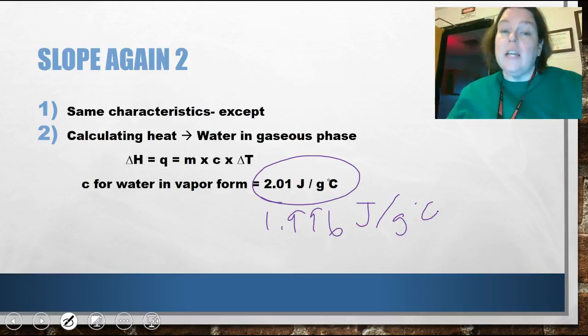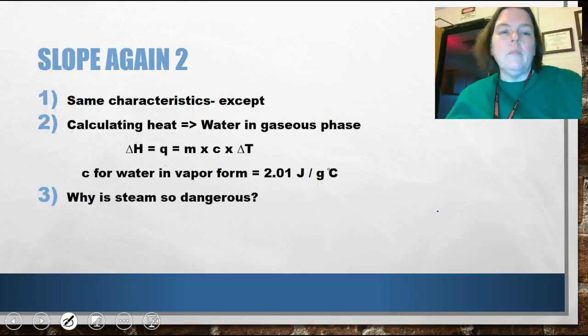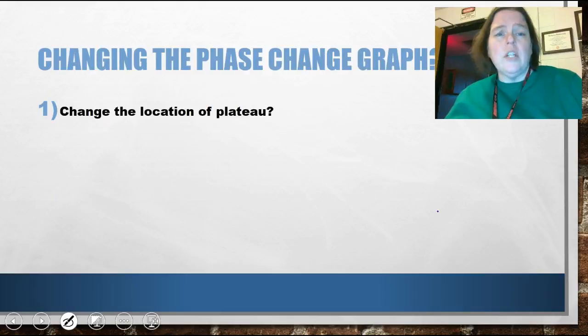So once again, we take the mass, we find the number, we find heat just the regular way like we always have. Okay, so why is steam so dangerous? Well, because we have a very, very small C, and it's in gaseous phase, and it can hurt us pretty bad.